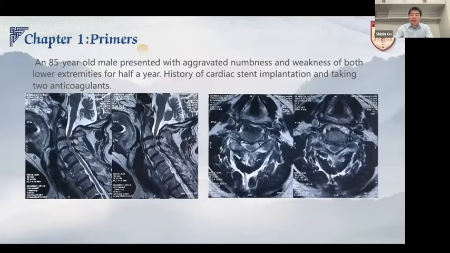Before we get started, let's take a look at a case. This is an 85-year-old male patient presented with numbness and weakness of both lower limbs for half a year. He has a recent history of cardiac stent implantation and is currently taking anticoagulants. MRI shows a very typical cervical spine stenosis from C2 to C6. The spinal cord is compressed and degenerated.